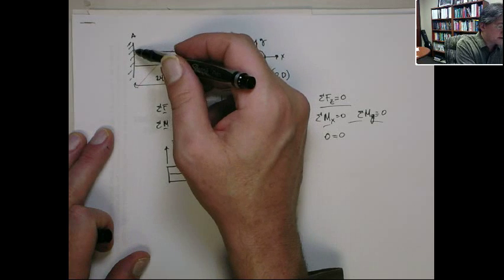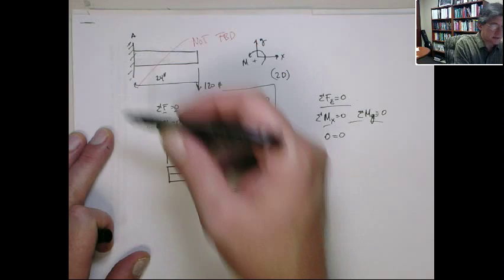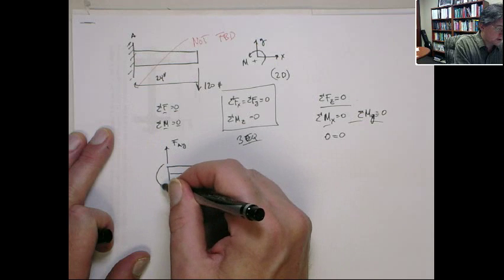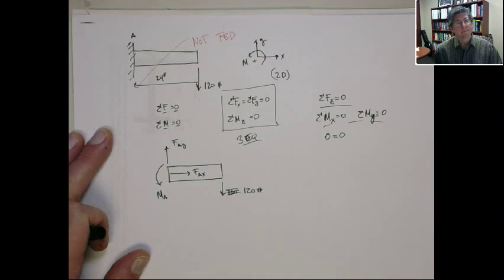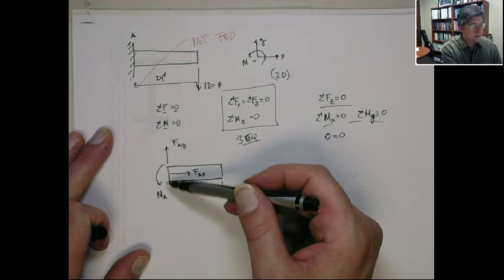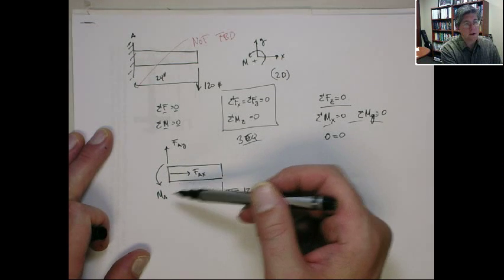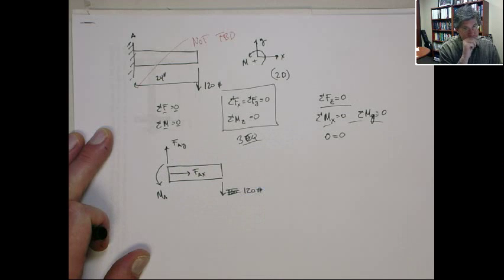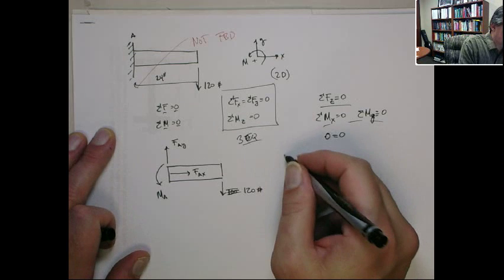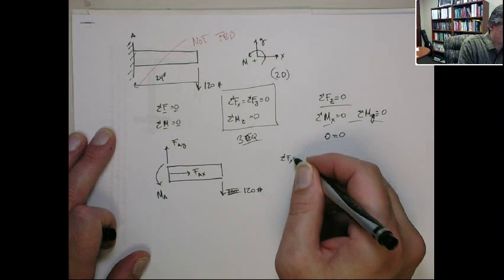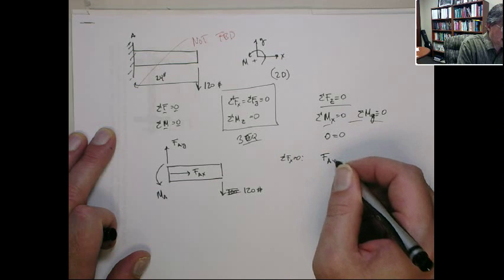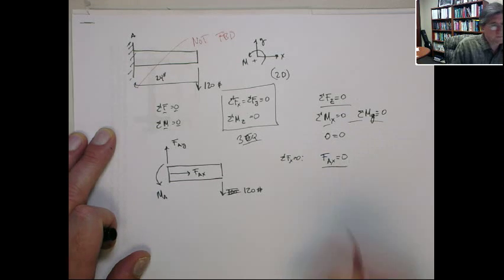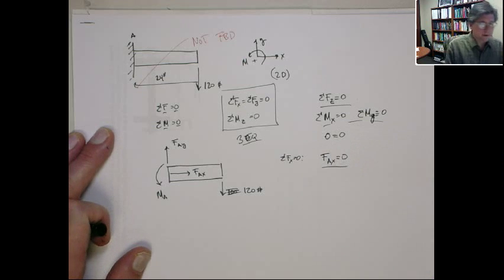And then since it's built in, it's fixed. It's not just simply pinned. There's also a moment. Okay. So I have 1, 2, 3 scalar unknowns from the support. Okay? Solve it. 3 equations. So if we do sum of forces in the x direction equal to 0, that gives me just that F(A)x is equal to 0, which we kind of do by inspection.